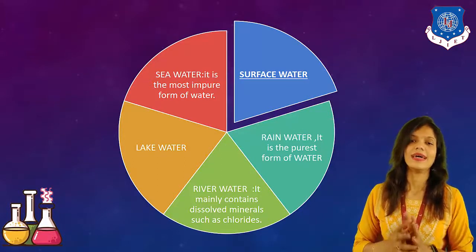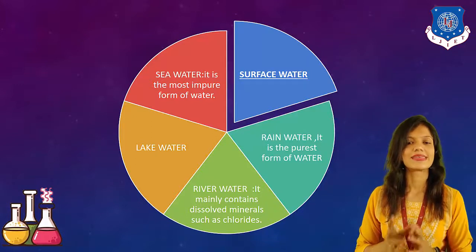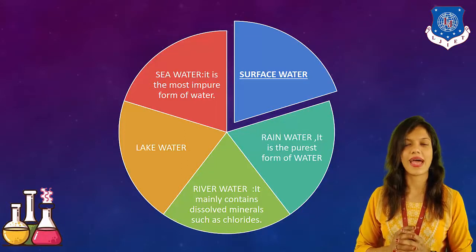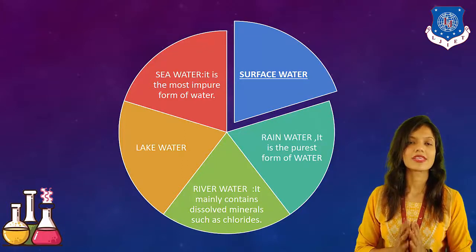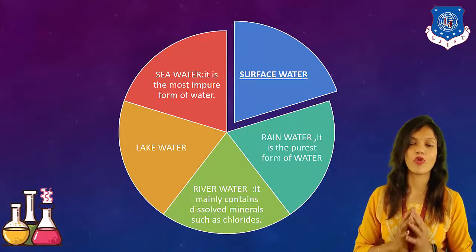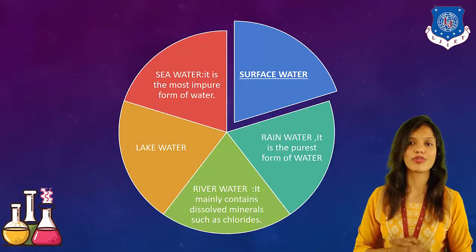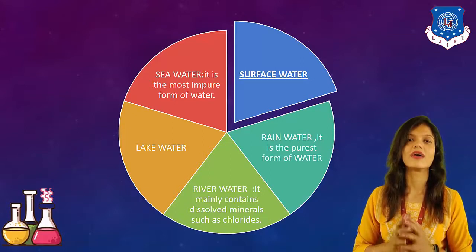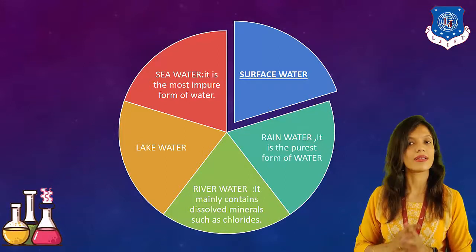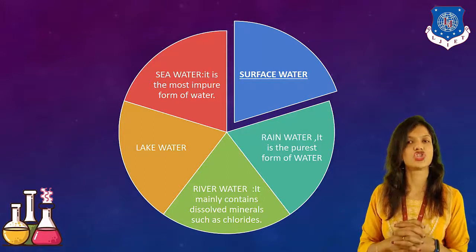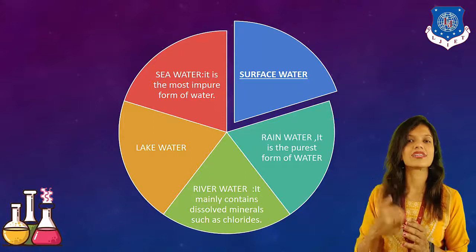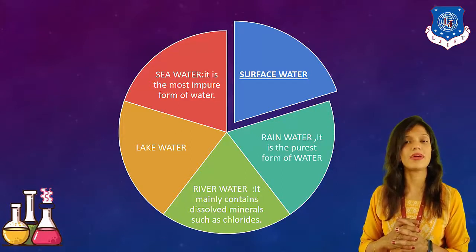Now, last but not the least, sea water. Sea water is considered as surface water, but it is the most impure form of water. We all know that it contains a higher amount of sodium chloride, and that saline solution can't be directly digested by human beings and even by animals.